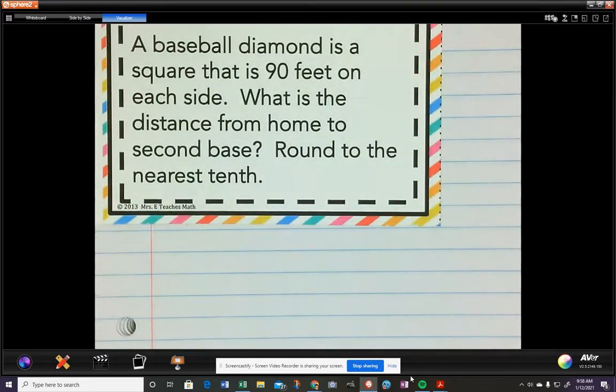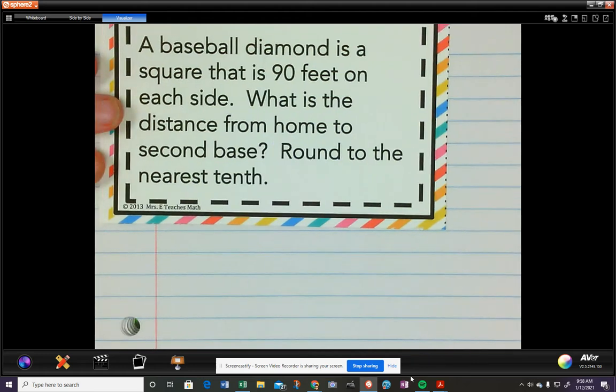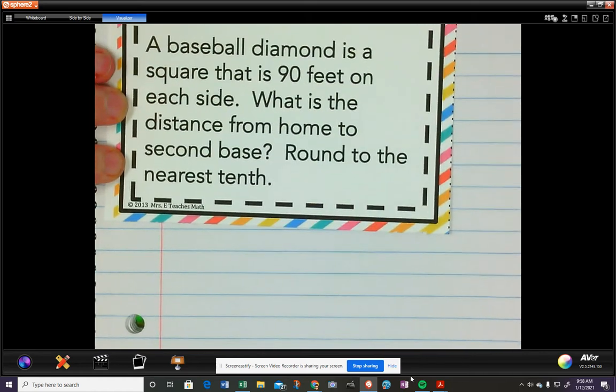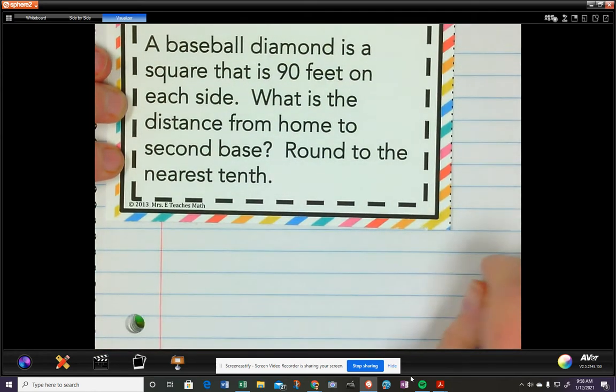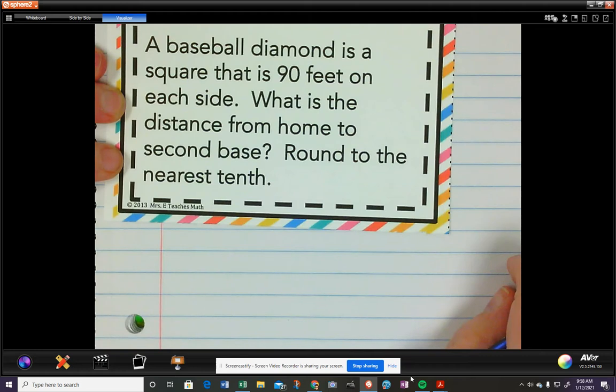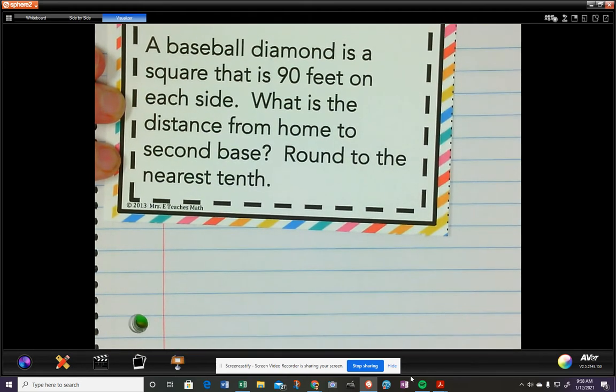Hey folks, today we're going to talk about word problems, and we're going to do word problems with the Pythagorean theorem. So let's look at this first problem. It says a baseball diamond is a square that is 90 feet on each side. What is the distance from home to second base? And round to the nearest tenth.